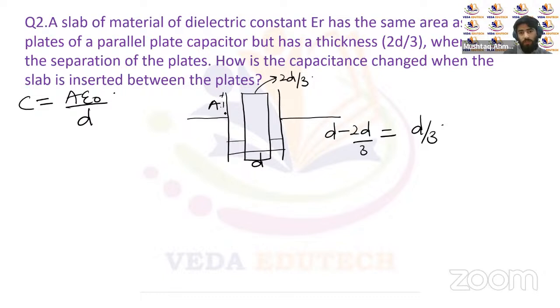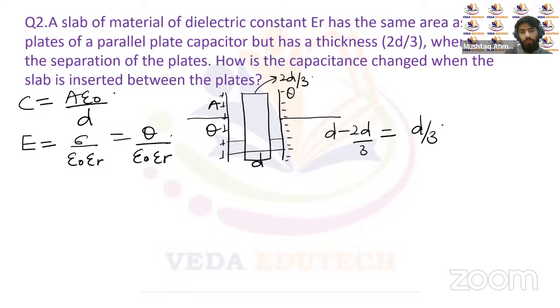Let's suppose this plate of the capacitor was positively charged, it was Q, and this plate was minus Q, negatively charged. And we know that the electric field in the dielectric medium will be E equal to sigma upon epsilon naught epsilon r, or we can write sigma as Q upon A, so E equals Q upon A epsilon naught epsilon r. This is the electric field in this medium.